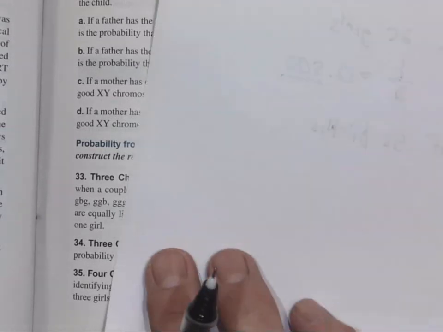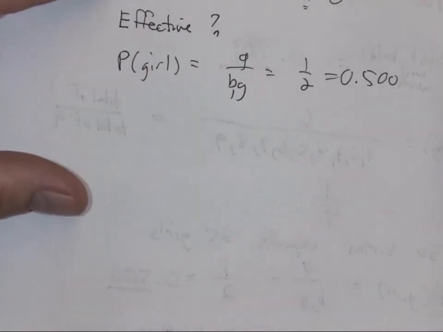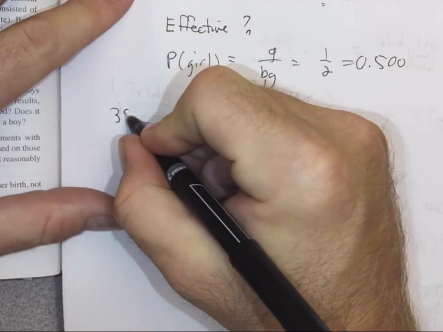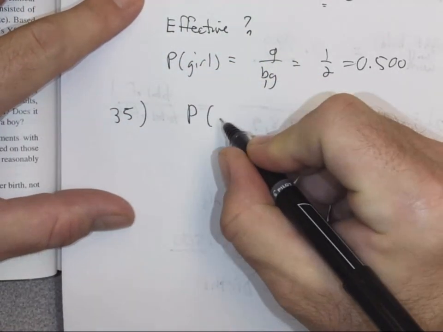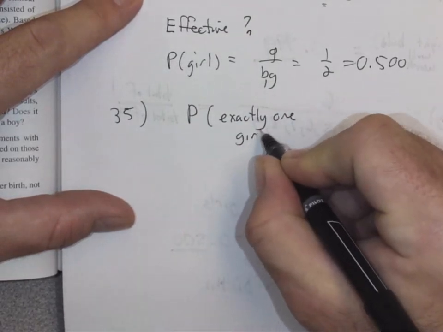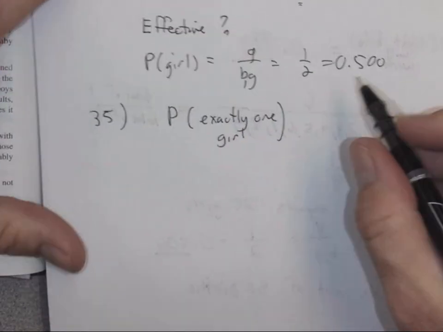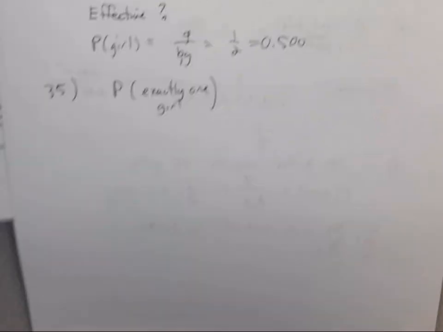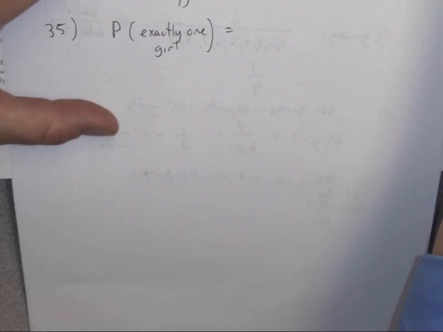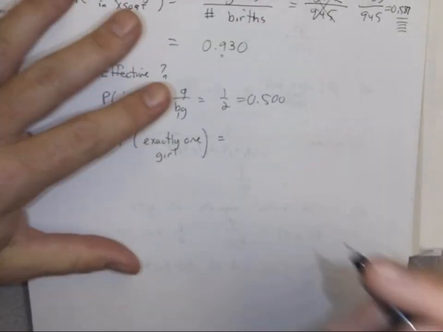So what they're asking for in 35, this says, what's the probability of exactly 1 girl? So what I'm going to do is list my sample space first, because it'll be easier to work with, and then I can figure out which ones have the 1 girl in it.